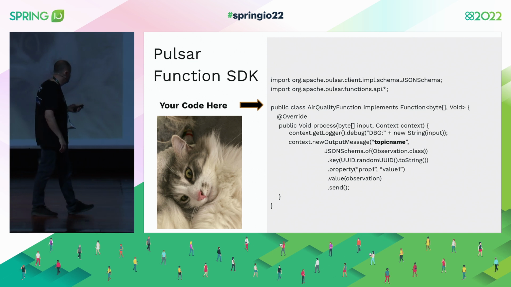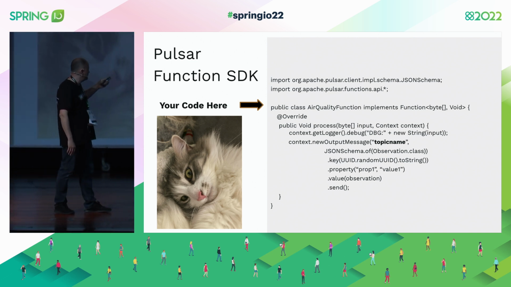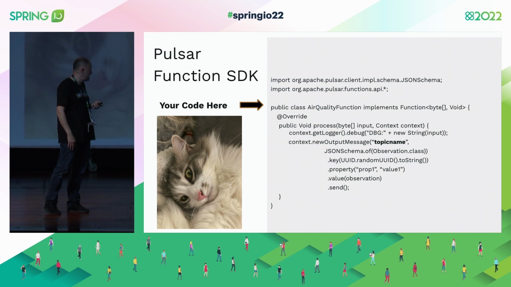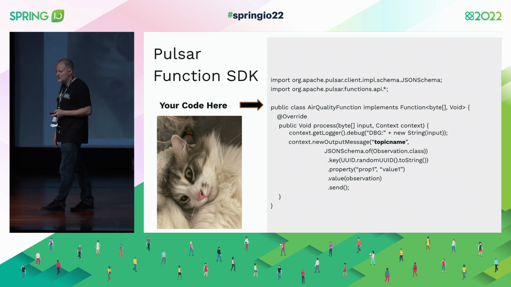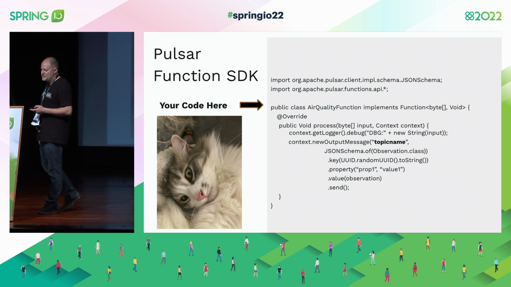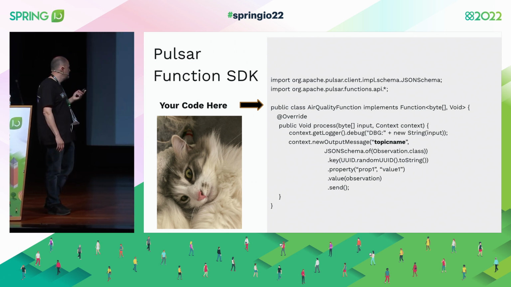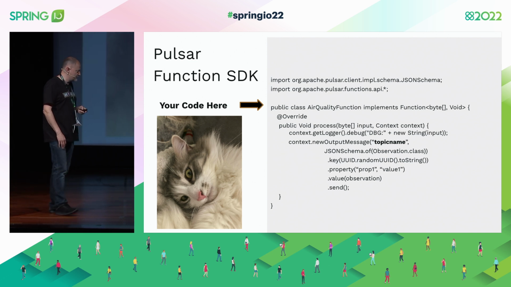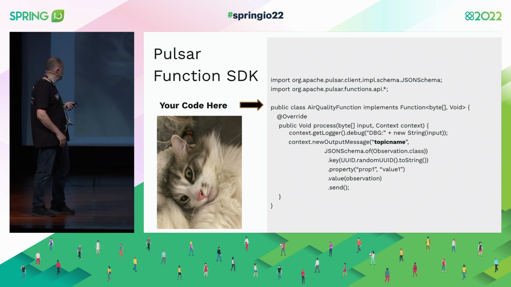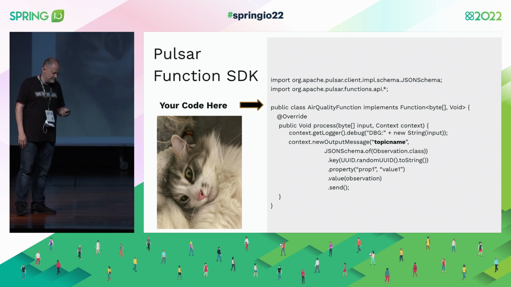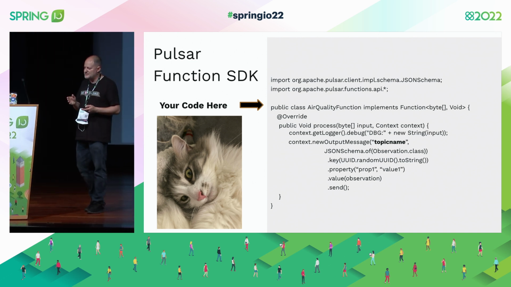Pretty straightforward. If you see here, this is how I build the JSON schema. Just point to my class. Pretty easy. My key's pretty lame, but just to show you a key. And then you could add any properties along with your data and just send. What's nice is you don't have to know that much Pulsar here. You could even make it simpler.